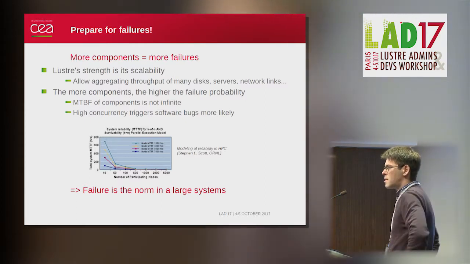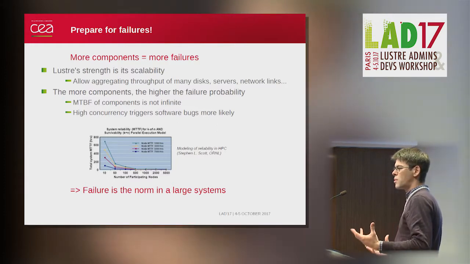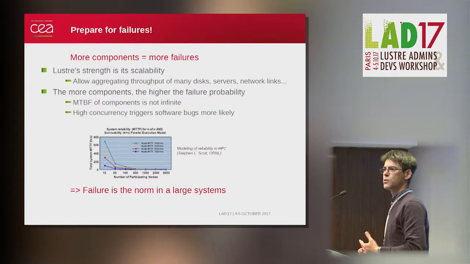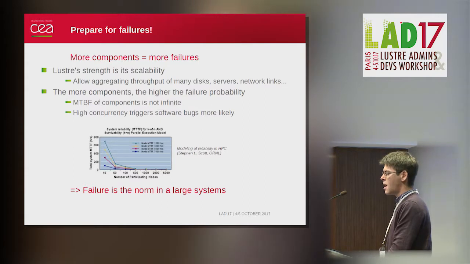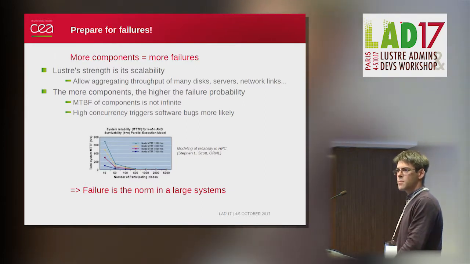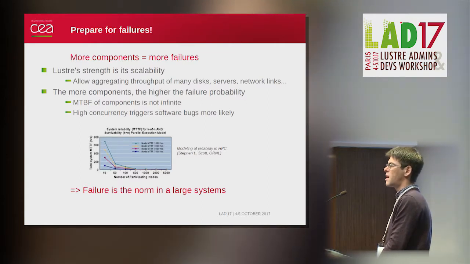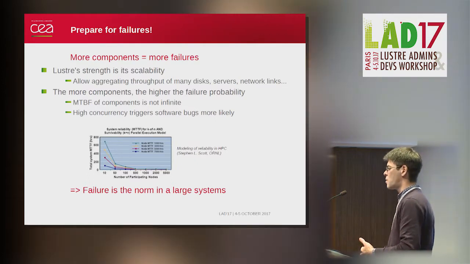As the compute power of clusters is increasing, we have larger and larger storage systems with more and more components. So Lustre is very good at making this scale and easing us to aggregate all these resources to increase the bandwidth and the overall performance of the file system. But of course, as the mean time between failure of components remains almost the same, the more components we have, the more likely there is some failure somewhere in the system.